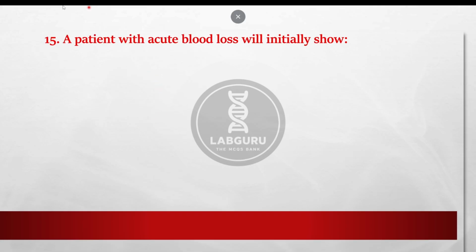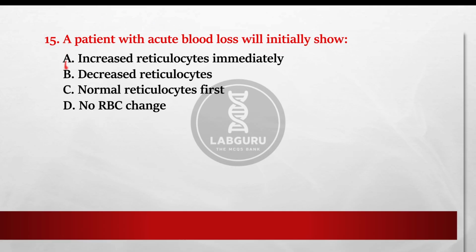Question number 15. A patient with acute blood loss will initially show. The options are: option A, it shows increased reticulocytes immediately. Option B, there will be decreased reticulocytes. Option C, normal reticulocytes first. And option D is no RBC changes will be there. Here the right answer is option C.